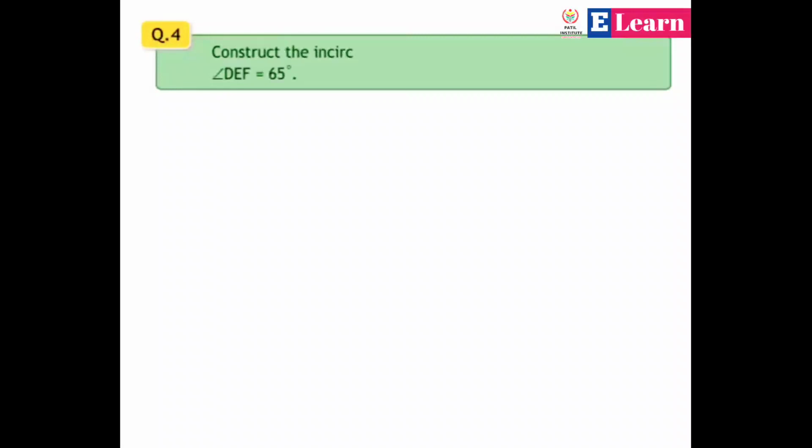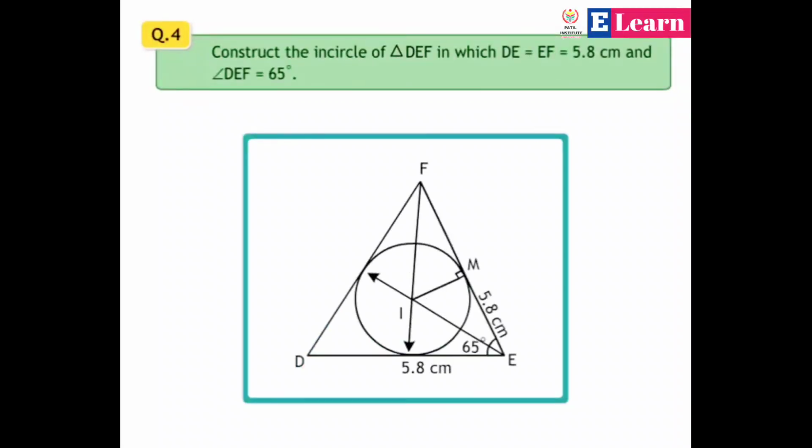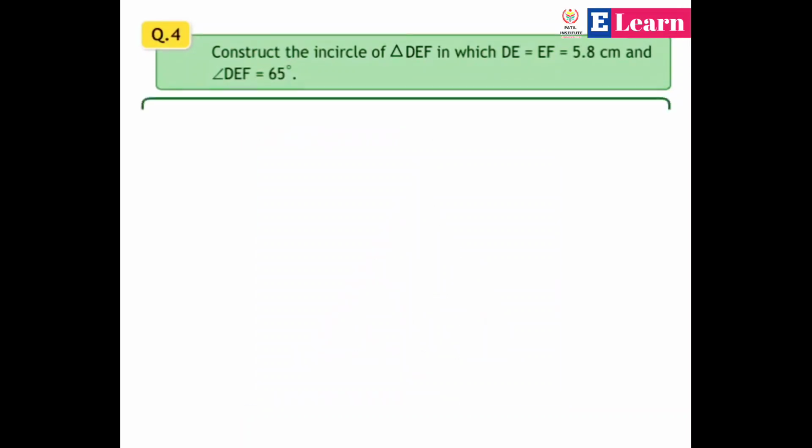Question 4. Construct the incircle of triangle DEF in which DE is equal to EF is equal to 5.8 centimeters and angle DEF is equal to 65 degrees.